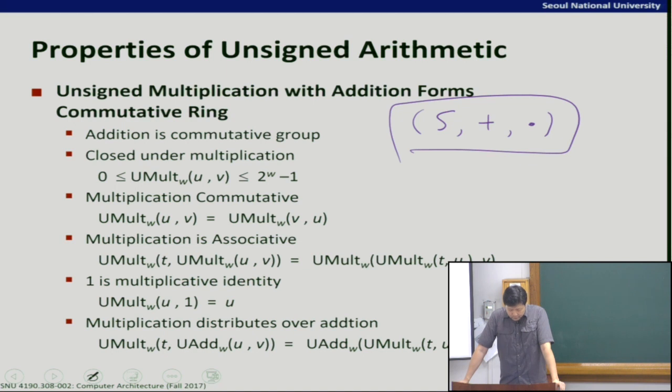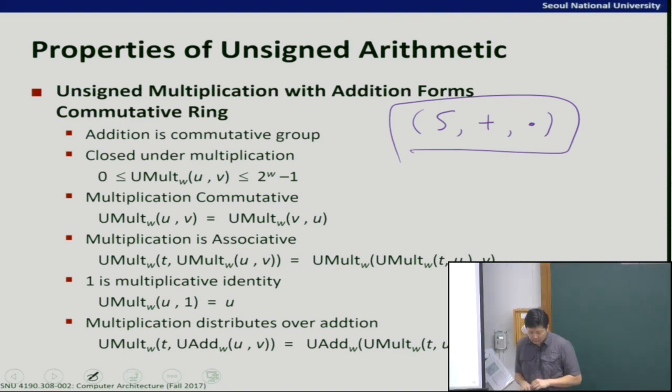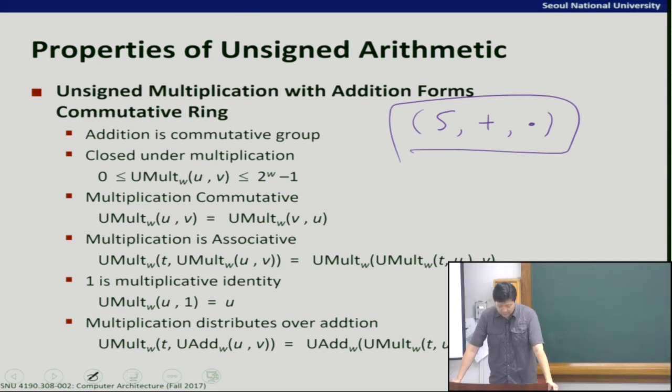And it's closed under multiplication: all results of multiplication will be mapped back to the original set. Multiplication is commutative. You can change the order of multiplication to get the same number. And multiplication is associative. No matter which group you perform first, the result will always be the same. And there exists a multiplicative identity, which is 1, and multiplication distributes over addition, which is 분배법칙 in Korean. So if all of these properties hold, then unsigned multiplication and addition form a commutative ring.